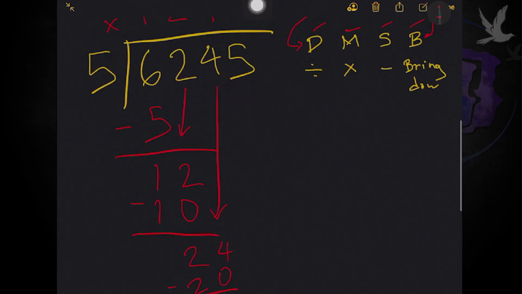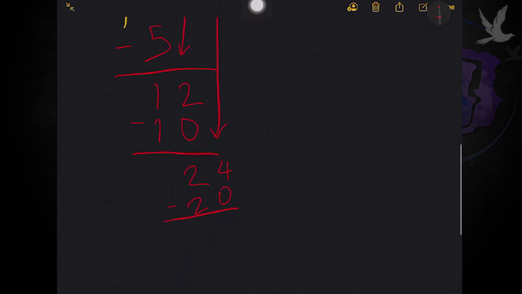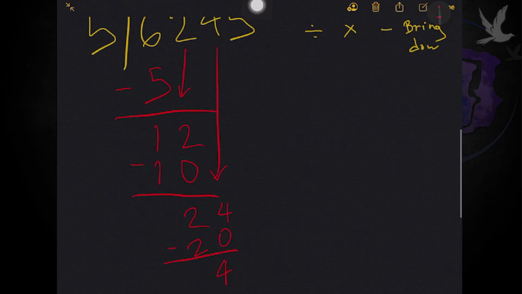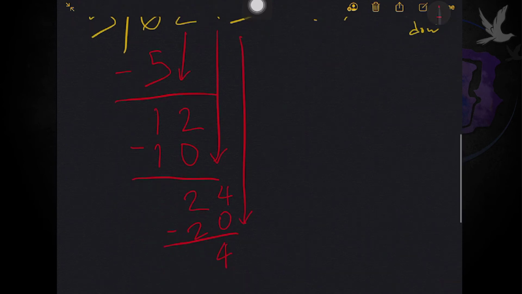Okay, doing the process, nire-repeat lang natin lahat. Going back to division, and then multiply again, and then subtract again. 24 minus 20 will give us 4. So after subtracting, we bring down again. What are you going to bring down? The next number, which is in this case is 5.